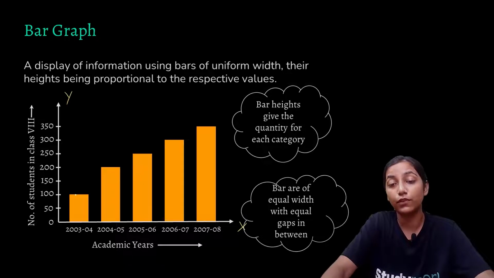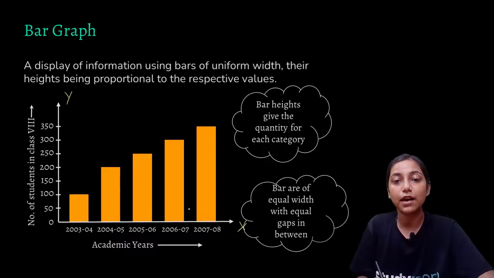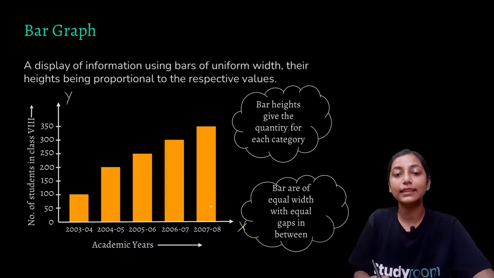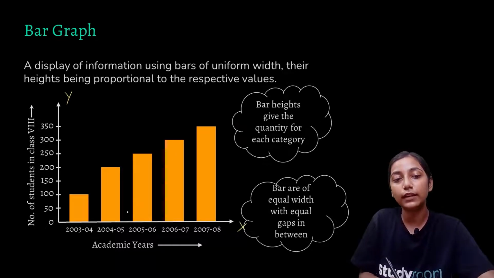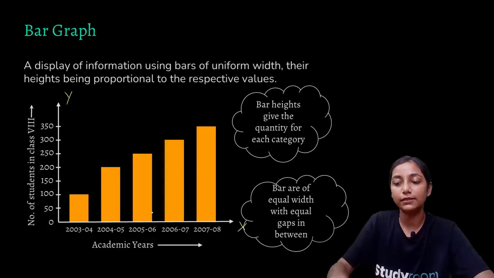Bars are of equal width with equal gaps in between. I've already told you that these bars will be of equal width and they will also have an equal gap among each other. We can see that they have equal gaps among each other.